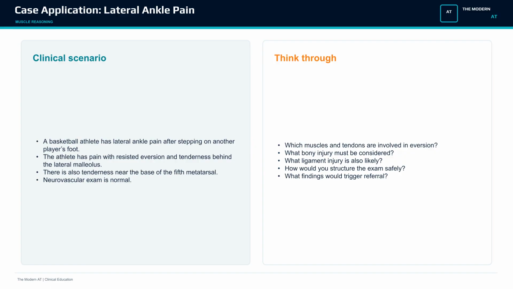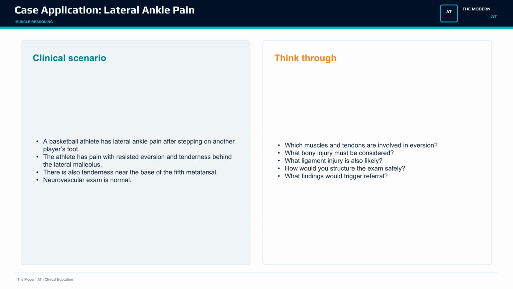Let's apply the anatomy to lateral ankle pain. A basketball athlete steps on another player's foot and develops lateral ankle pain. Pain with resisted eversion and tenderness behind the lateral malleolus should make you consider fibularis tendon involvement. Tenderness near the base of the fifth metatarsal means you must also consider a fifth metatarsal injury, not just a ligament sprain.